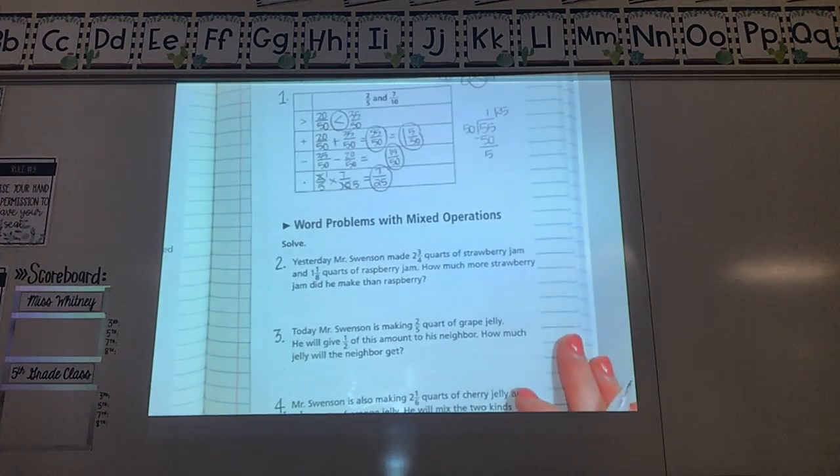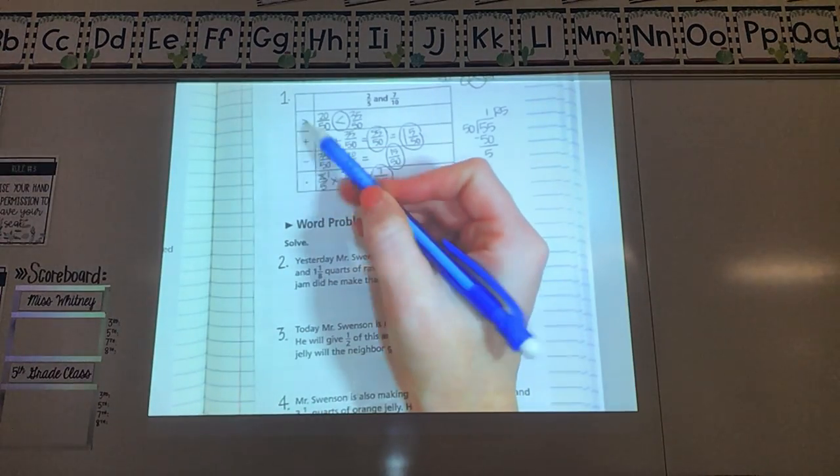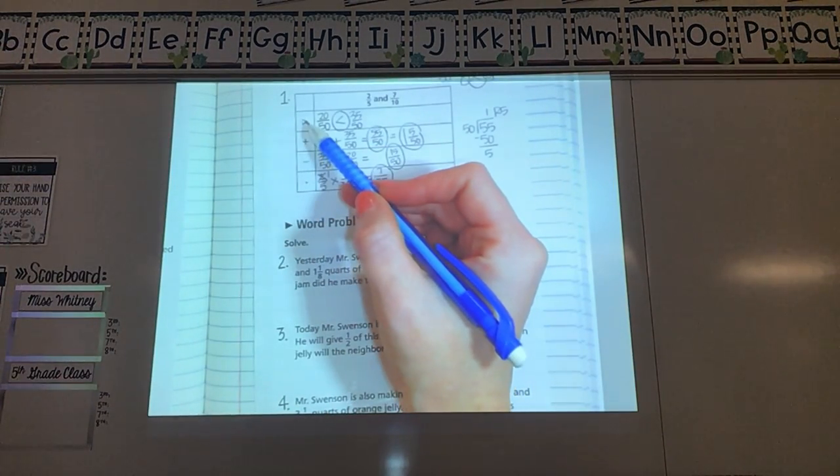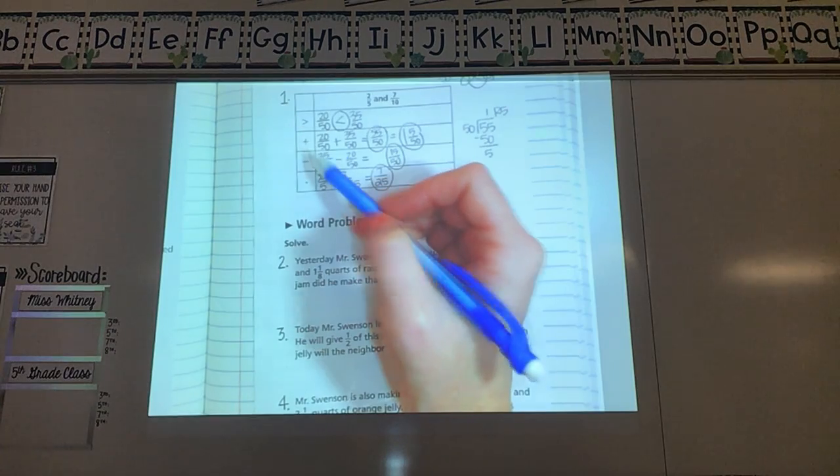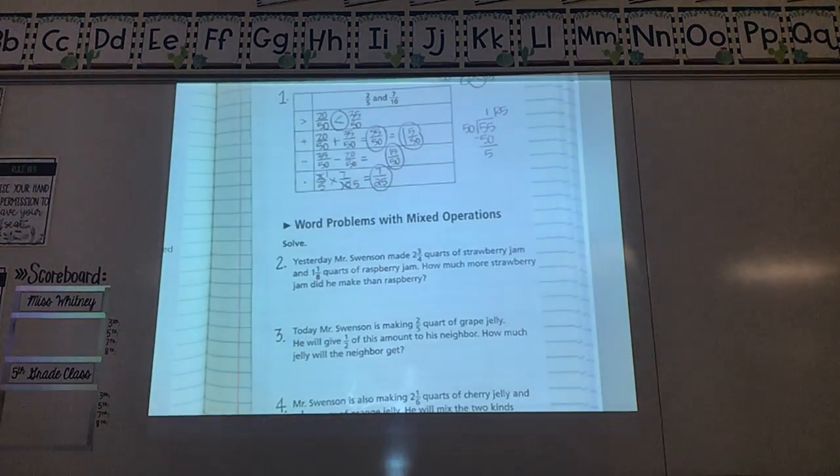All right, also today we're working on word problems. And today when you're doing your word problems, these 4 things are your choices. So you're either going to be comparing the things in the word problem, adding them, subtracting them, or multiplying them. You just have to look for your keywords and decide which one of those things you need to do to get the answer.